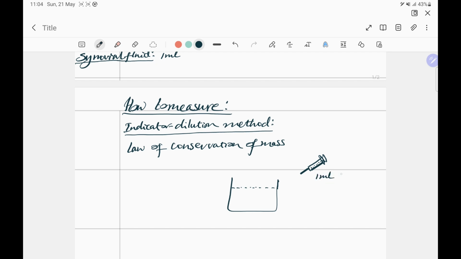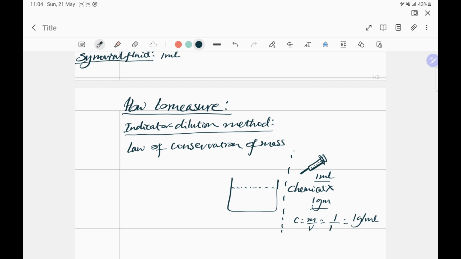So now let's imagine that we have a very small amount of fluid in this syringe. Let's say it's 1 ml of fluid, and we have an indicator, a substance, some chemical. Let's call it chemical X. It's some special indicator substance, and let's say that 1 gram of chemical X is present in this syringe. So the concentration of chemical X in this syringe, concentration being mass per unit volume, is equal to 1 gram per 1 ml. So that is 1 gram per ml of chemical X.